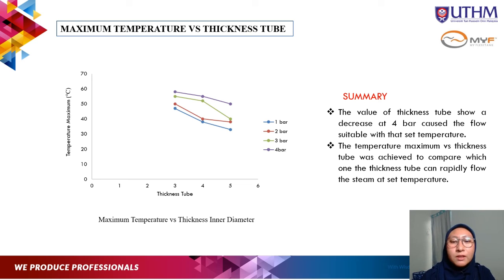So for the summary on this graph, the value of the thickness tube shows a decrease at 4 bar because the flow is suitable with the set temperature. And then the maximum temperature versus thickness tube was achieved, compared with the one thickness tube that can rapidly flow the steam at the set temperature.